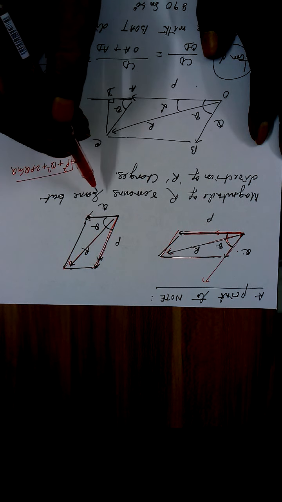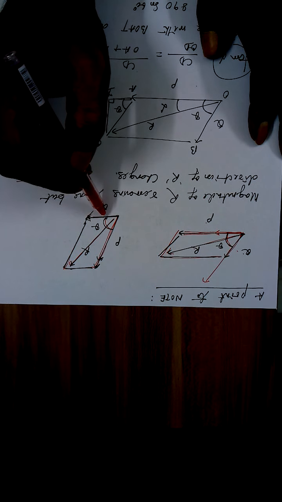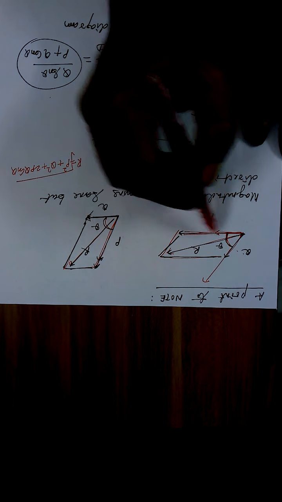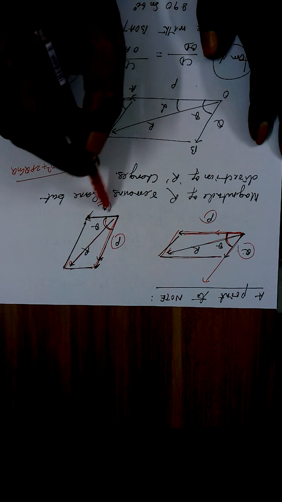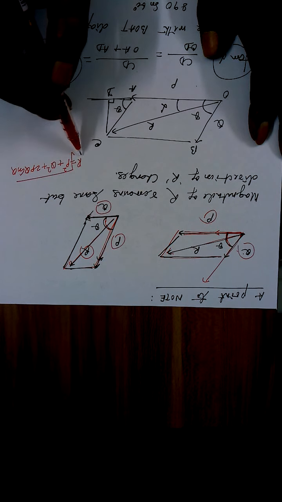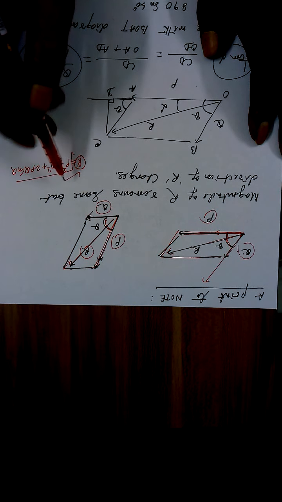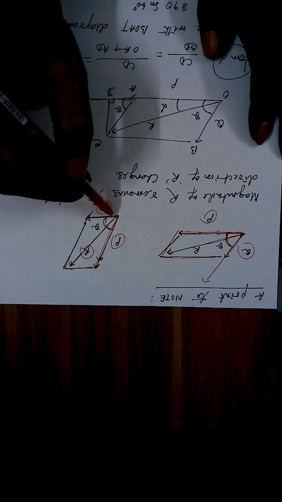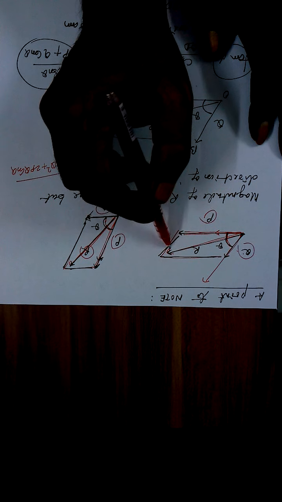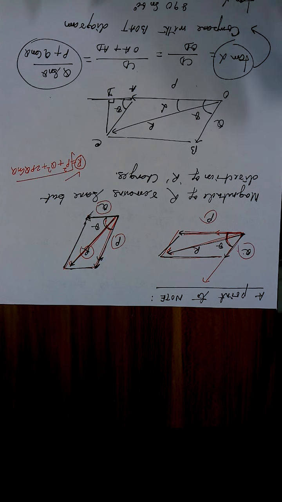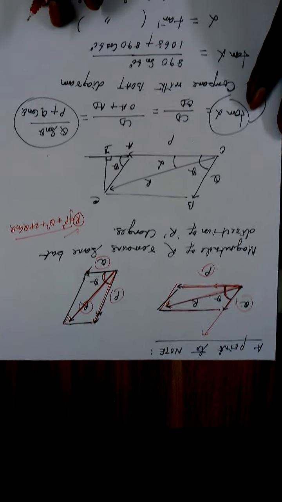Now look, what has changed here. Theta remains the same, the value of P remains the same, the value of Q also remains the same. So the magnitude of R remains the same. But look, the direction of R has changed. The direction of this R is not the same as this R. So remember, if you interchange the directions, the magnitude of R remains the same, but the direction changes.